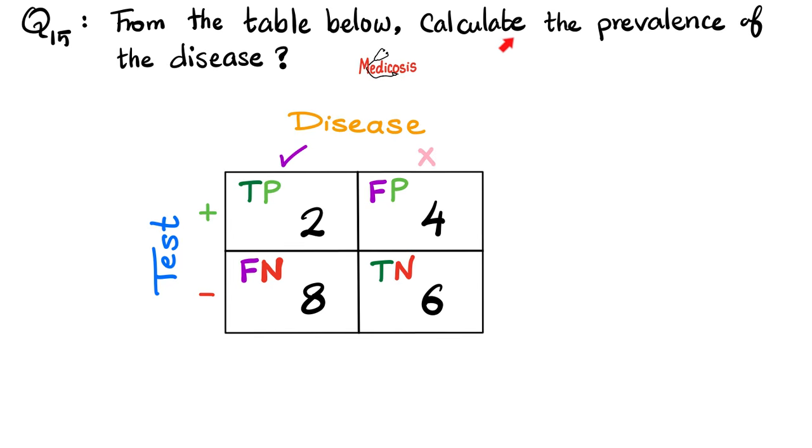Anyways, what do you want? I want to calculate the prevalence of the disease. How do I calculate the prevalence of disease from such a table? Of course you can. And if you keep watching, I'll tell you how. Until then, pause the video and let me know your answer in the comments.